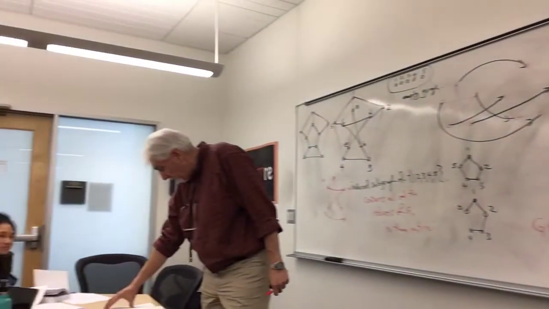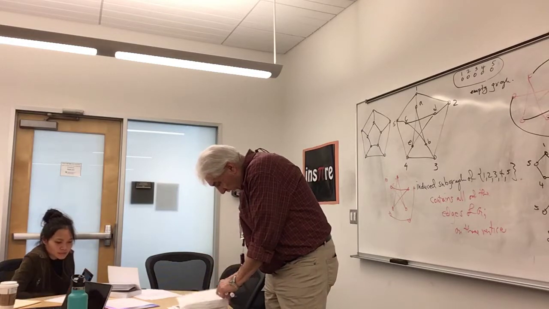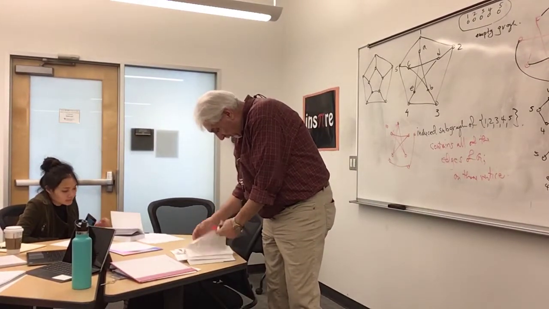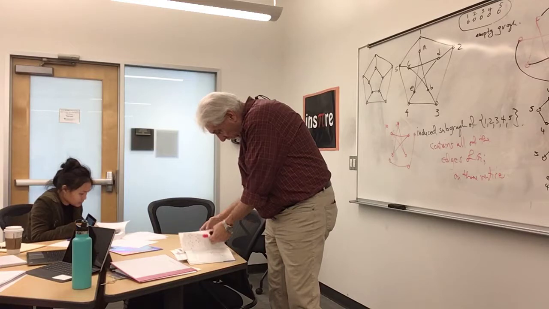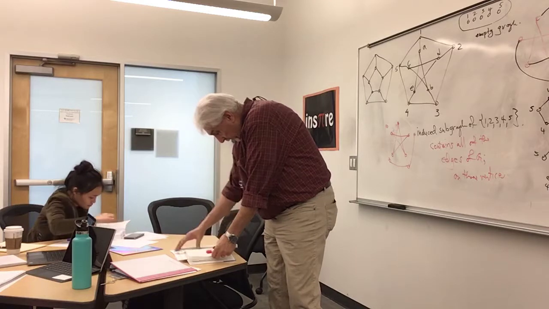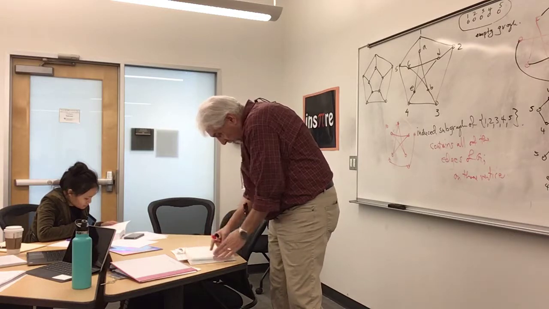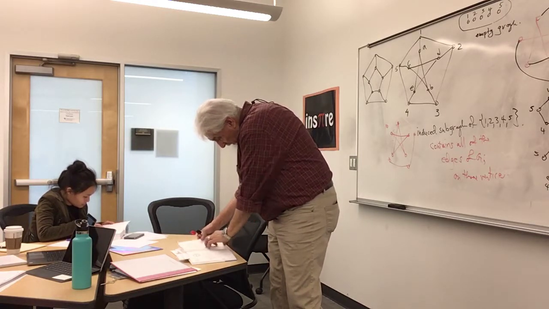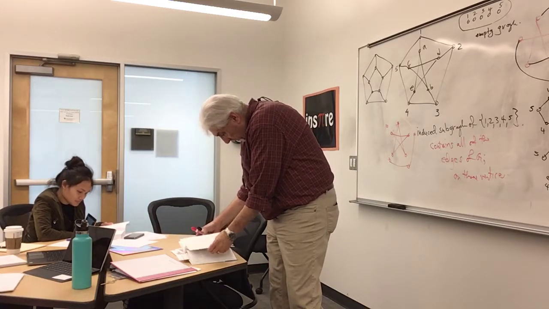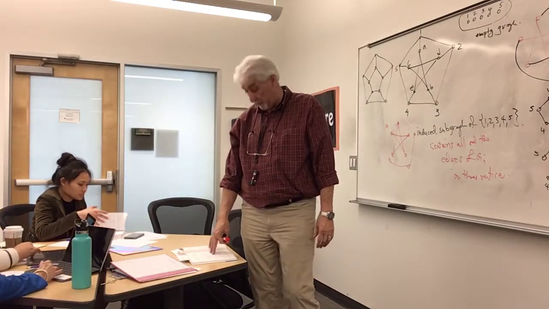Let me jump for a moment back to that Petersen graph. Where was that? Oh, there it is. On page 58, just look at 2.2.7.